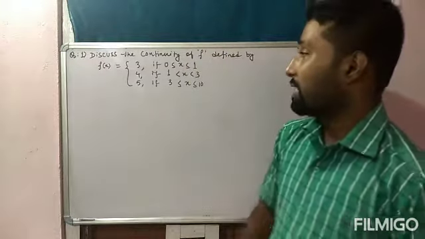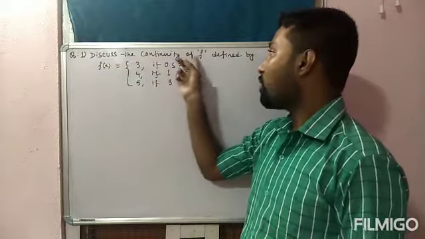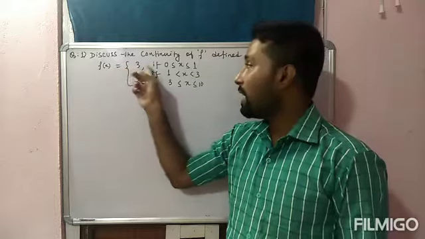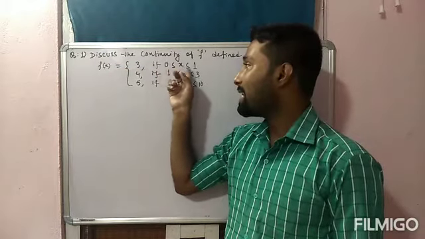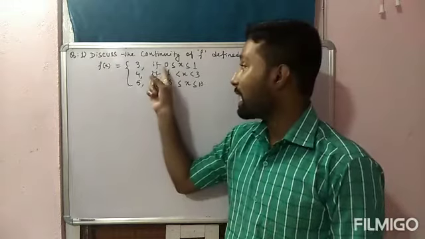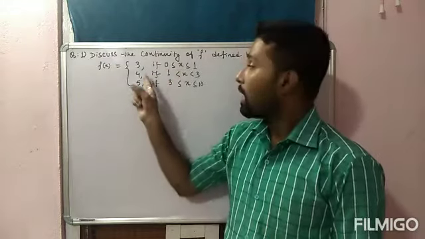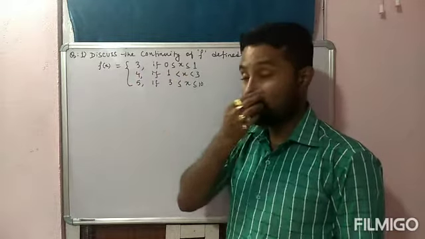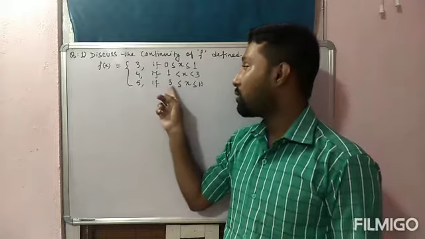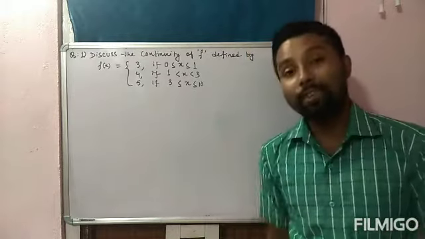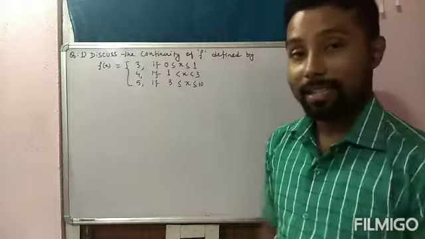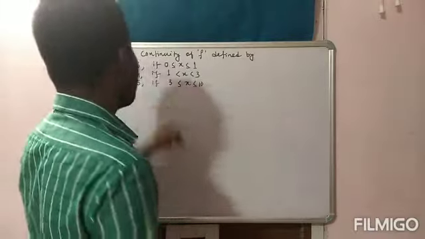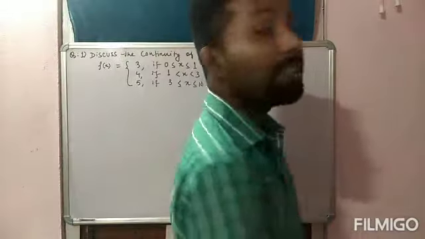Okay, so question is discuss the continuity of f defined by f of x is equal to 3 if 0 less than equal to x less than equal to 1. That means here we can include 0 as well as 1. 4 if 1 less than x less than 3. And 5 if 3 less than equal to x less than equal to 10. So there are three conditions. Okay, 3, 4 and 5. You have to check the discuss the continuity.